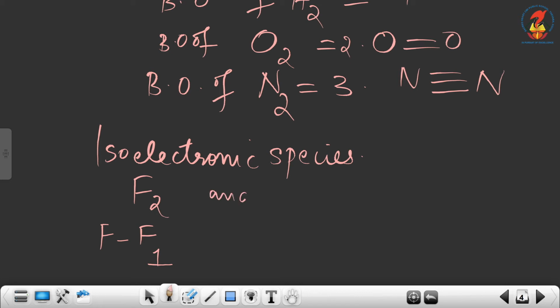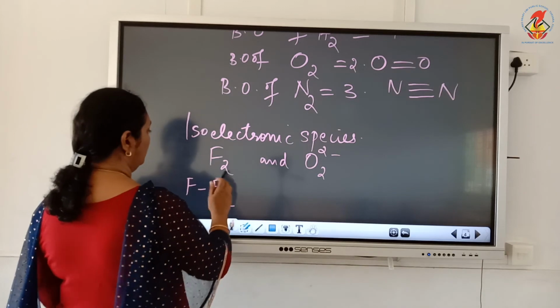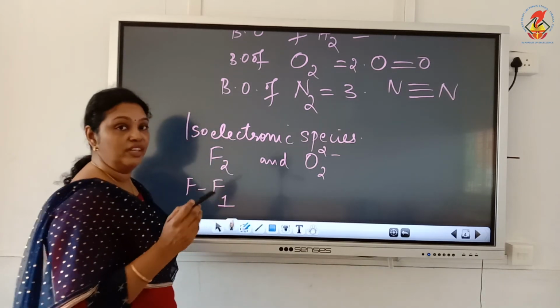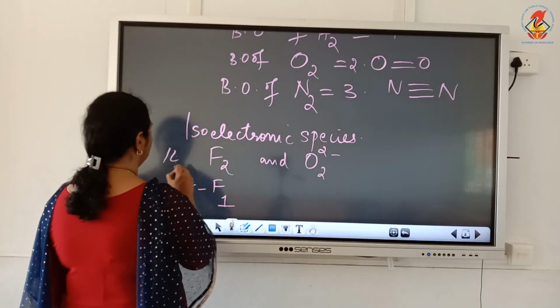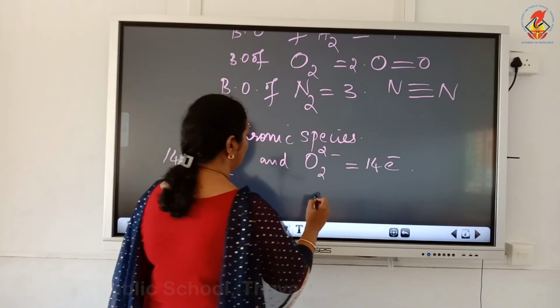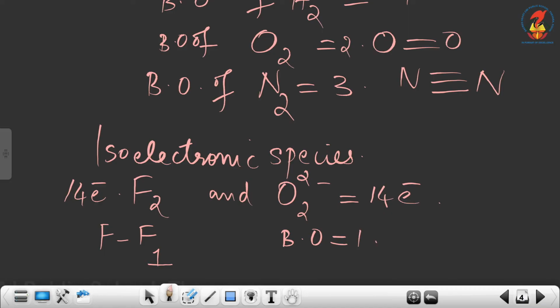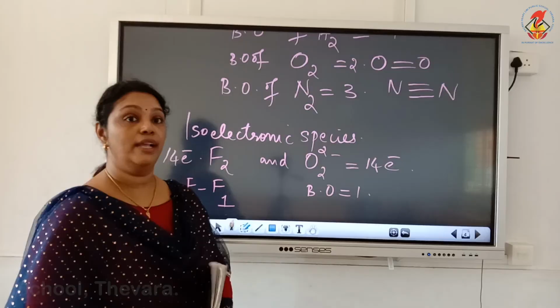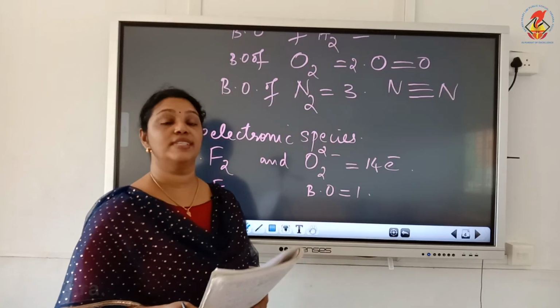F2 and O2 2 minus. Now what is the total number of electrons in F2? 7 into 2, 14 electrons are present in F2. Now O2 2 minus, how many electrons? O2 has 6 into 2, 12, plus 2, 14 electrons. So since F2 has bond order 1, O2 2 minus also will have bond order equal to 1. So isoelectronic species will have the same bond order.